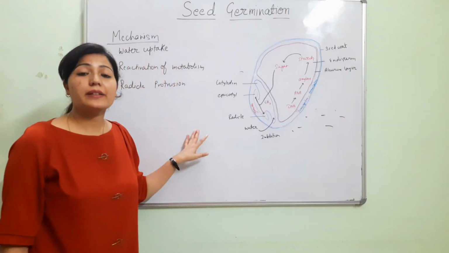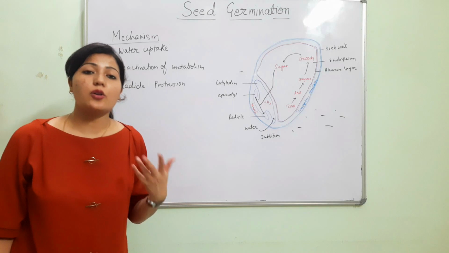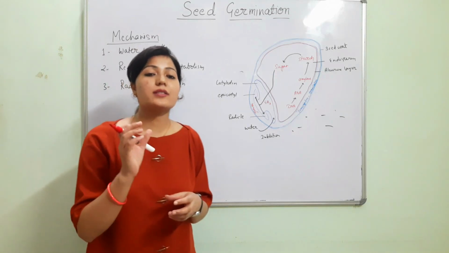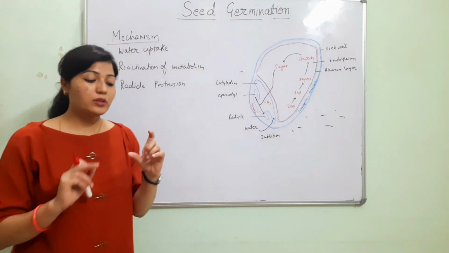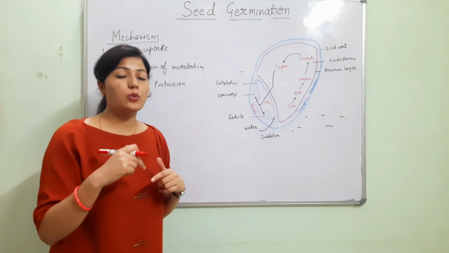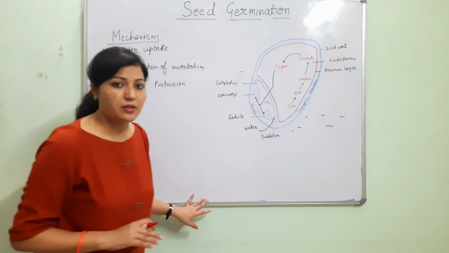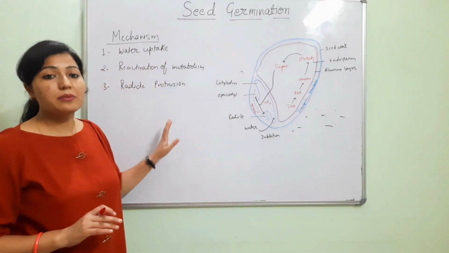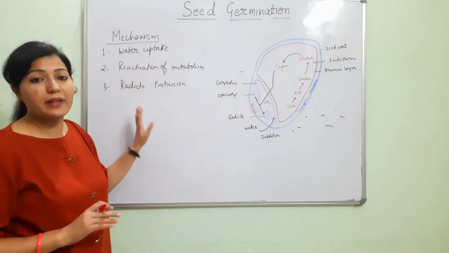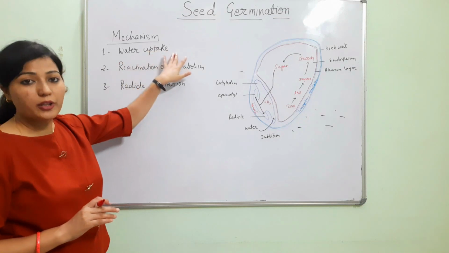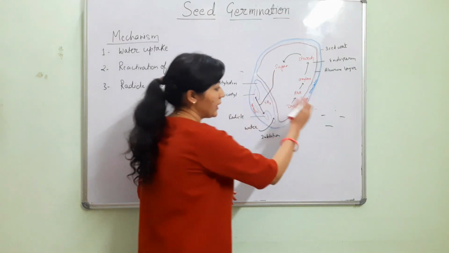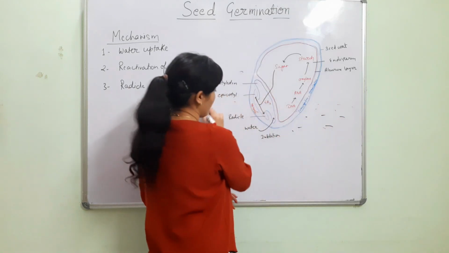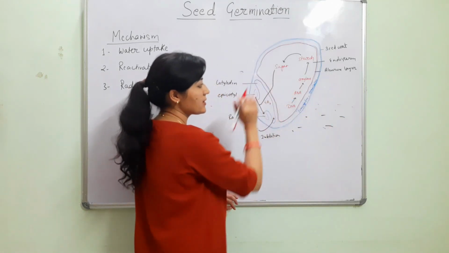Seed germination refers to the emergence or development of the important structures of the seed, which are the radicle and plumule. When both come out from the seed coat, we consider it seed germination. Okay, and the germination mechanism is completed in 3 phases. First phase is water uptake. Suppose this is a seed and it is sown into soil. Okay, there is soil and this is a seed.